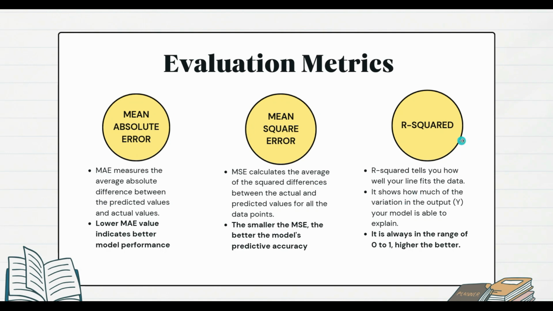It shows how much of the variation in the output your model is able to explain. If there is any variation, then how much of that variation we are able to explain is what R squared tells. And it is always in the range of 0 to 1. So higher the better. If it is near to 1, then the prediction accuracy is good.